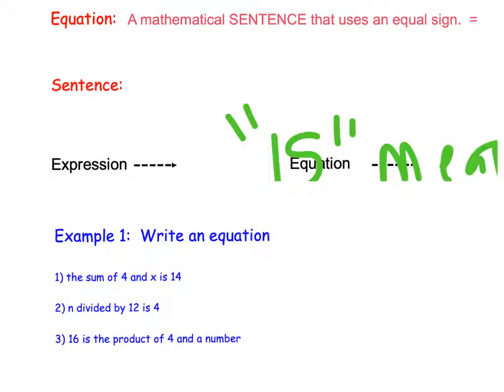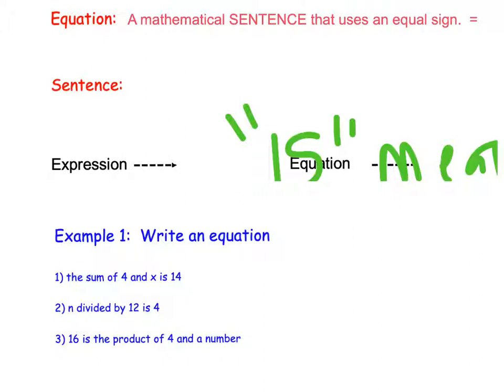So let's do some examples writing an equation. Down here it says the sum of 4 and x is 14. And sometimes when I see that, I like to write that part of my mathematical equation first. It is 14, so something equals 14. And then I dig out the word sum, and I know that I'm adding. So the sum of 4 and x is 14.